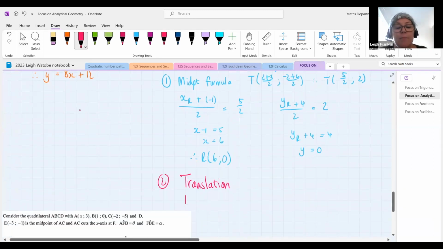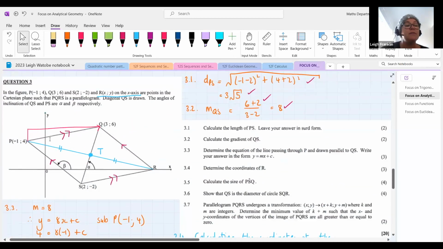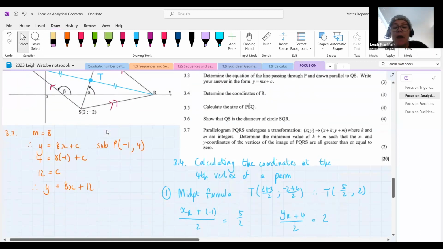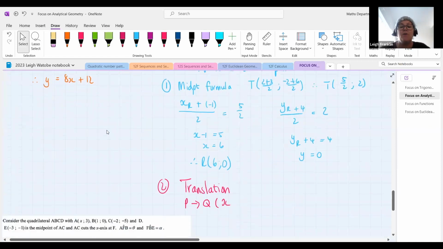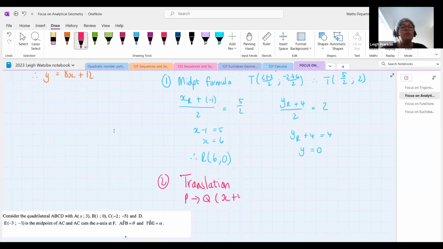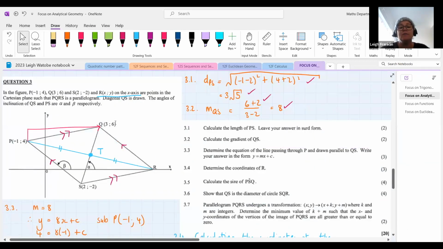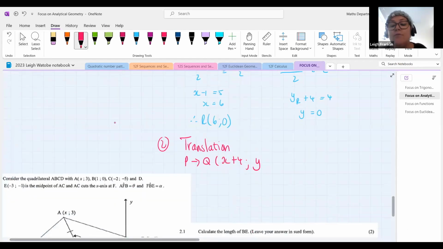All right. So I would say this. P maps onto Q according to the following translation. So in terms of X, I go from -1 at P to 3 at Q. How many units have I moved over to the right? If I've started at -1 and I'm now at 3, it means that I have gone 4 to the right. So I need to add 4 onto X. As far as Y is concerned, I've also gone up. I've gone from 4 to 6. So I've added 2.